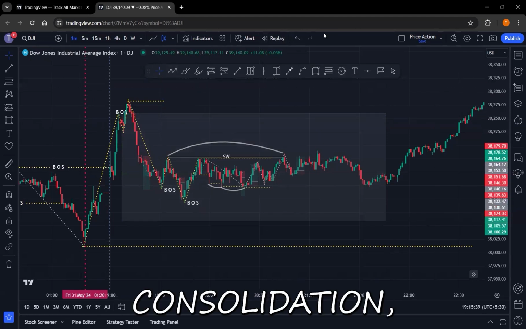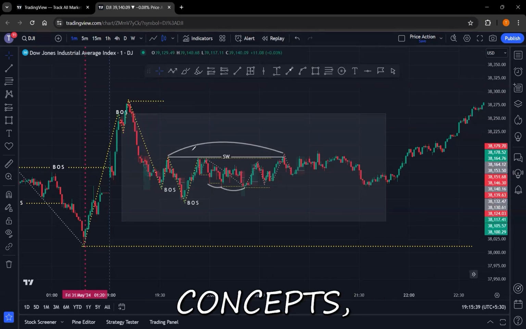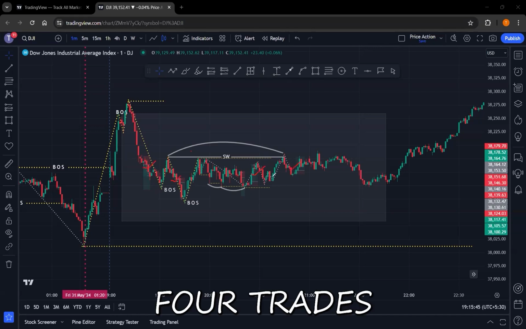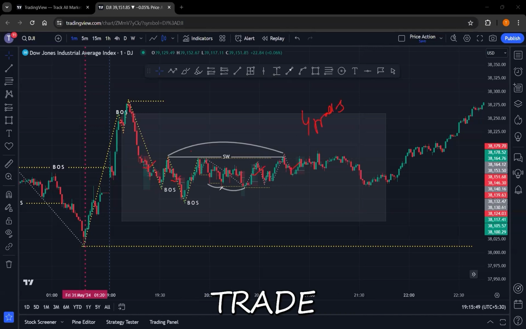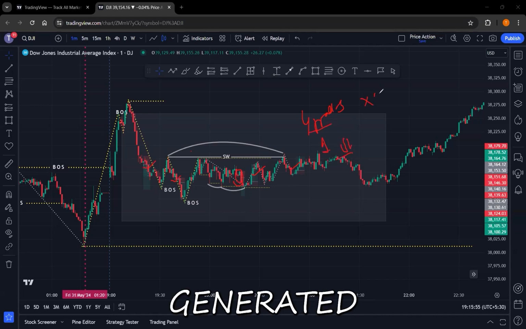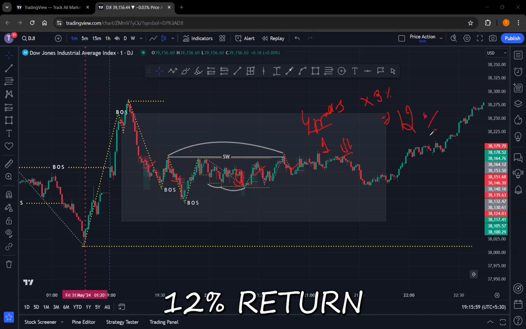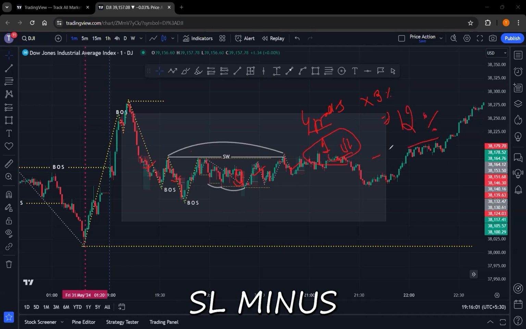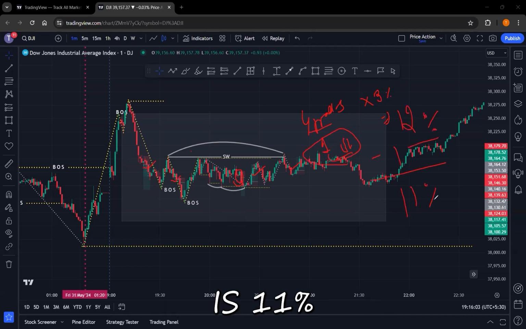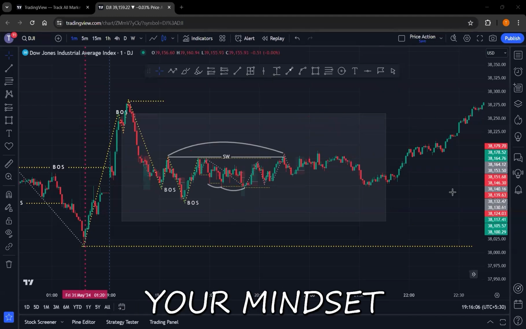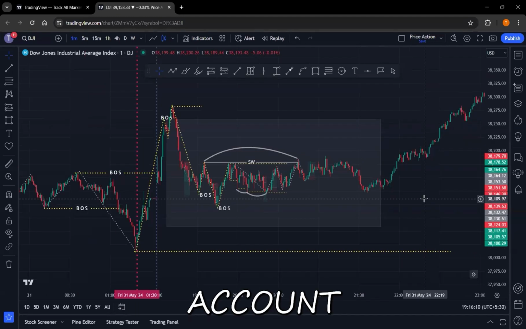And within these consolidations, I want to show you that with small concepts or with the proper knowledge, there are 1, 2, 3 and 4 trades, right, and one trade with the SL, that was over here. So 4 trades right and 1 SL was over here, and from the 4 trades we have generated 3% return each, out of which in total we have generated 12% return in the market, and with 1 SL of minus 1, the net generation is 11% in the market. So tell me, does a consolidation really take away your money, or is it your mindset that takes away your money from your balance account or your funded account?